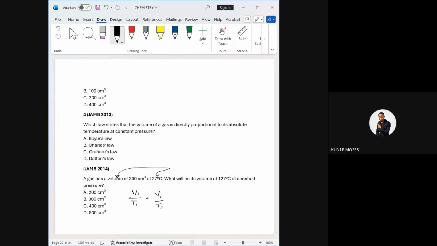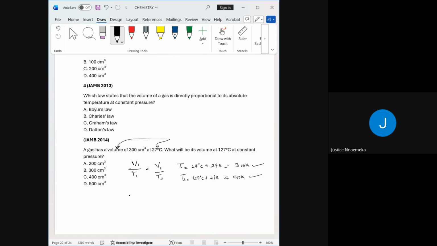Converting the temperature, your T1 is equal to 27 degrees C. Converting to Kelvin, that would be plus 273, isn't it? 27 plus 273 gives us 300 Kelvin. Lillian, do you get that? The other temperature is 127 degrees C. You convert it to Kelvin also. Any temperature you are given under gas law, you have to convert it to Kelvin. This one will give us 400 K. So we have our temperature 1 to be 300, our temperature 2 to be 400. The volume 1 is 300. They now ask us to calculate volume 2. So you insert all these into the formula.